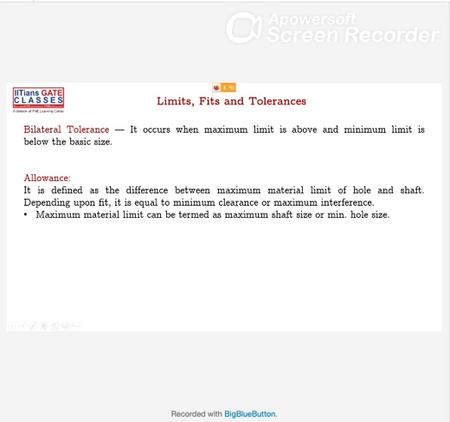So what he's trying to say here is that it is defined as the difference between maximum material limit. What is the maximum material limit? It can be termed as maximum shaft size or minimum hole size. That is what is called maximum material limit. Please remember, this is very important. Maximum shaft size and minimum hole size, that is what is called your maximum material limit. Why is it called that? Can you make sense of it?